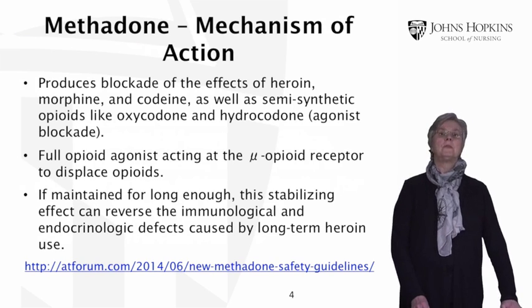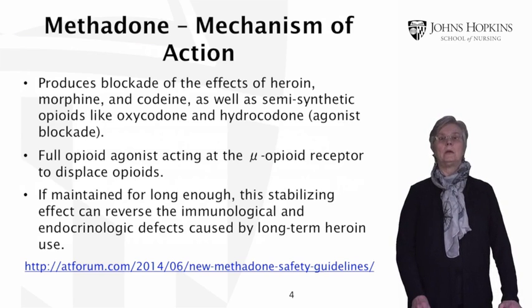Methadone's mechanisms of action are that it produces a blockade of the effects of heroin, morphine, and codeine, as well as some semi-synthetic opioids such as oxycodone and hydrocodone. So in other words, it's an agonist blockade. It's a full opioid agonist that acts at the mu-opioid receptor to displace opioids. And if this medication is maintained for long enough, the stabilizing effect can reverse the immunological and the endocrinologic defects caused by long-term heroin use.